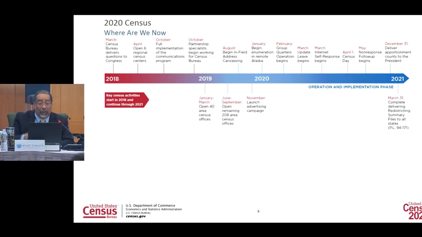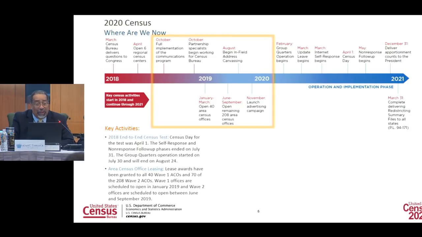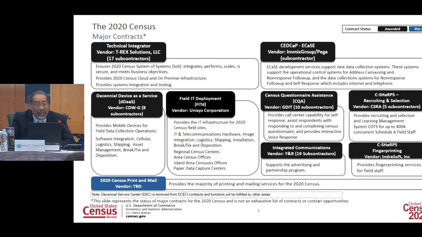You've seen this slide before. Next slide. This slide shows our major contracts that we had in place in support of the 2020 census. Right now, all but one of our major contracts are awarded and in the contract administration phase. These contracts are monitored and corrected when necessary to ensure contractors are meeting their performance objectives for the 2018 end-to-end tests and for the 2020 census.